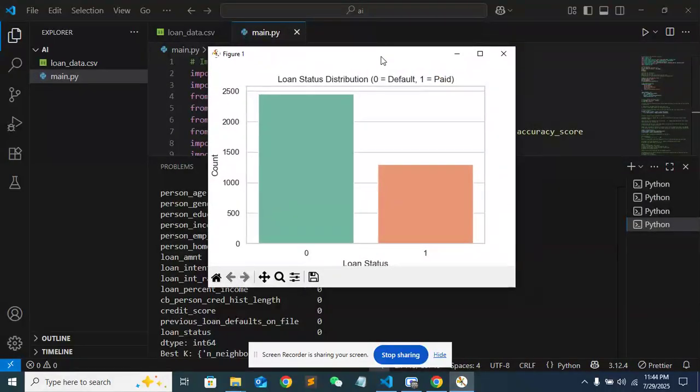Now this is a bar chart for visualization. We see that 0 is default and 1 is paid. That means the current dataset has more applicants that have defaulted the loan rather than paid the loan. This bar chart clearly shows us that. Now moving on to the next visualization.